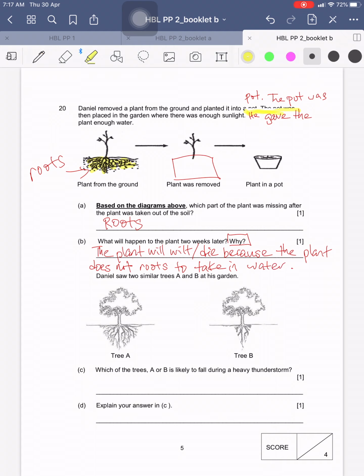Alright, so the key thing is that the plant will die. This is the first part to the question. So they're asking what will happen 2 weeks later, and after that they ask why. So you have to give an explanation. It does not have roots to take in water. So there are 2 parts to the question.